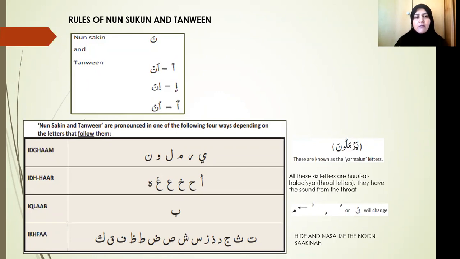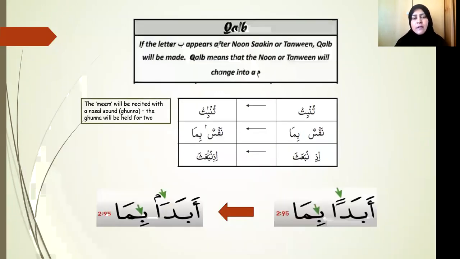Okay, so let's now focus on the rule of iqlab. Iqlab happens when the letter noon sakin is followed by the letter ba. In this case, what needs to happen is something called qalb. Qalb means changing the noon sound into a meem sound. And when this happens, the letter meem will be recited with a nasal sound, with a ghunna, for 2 counts.